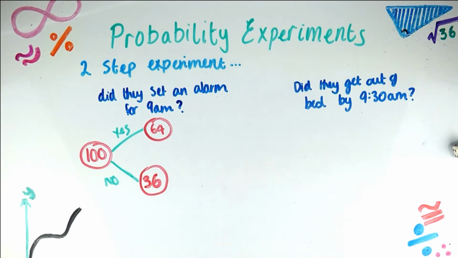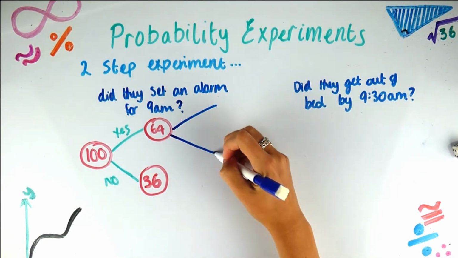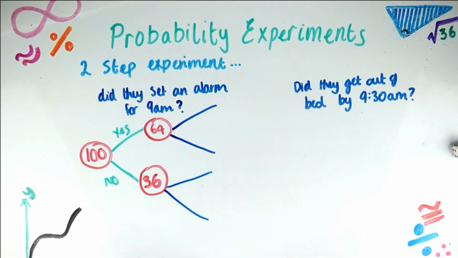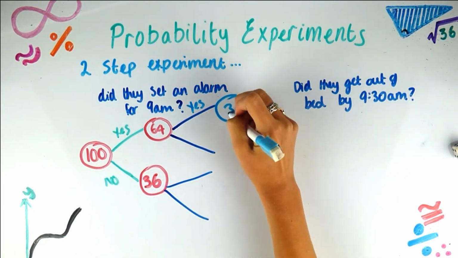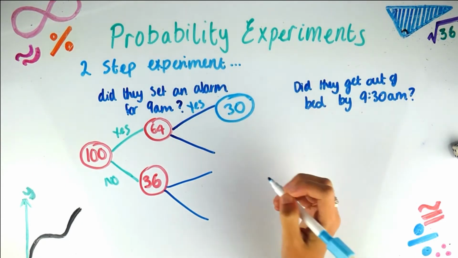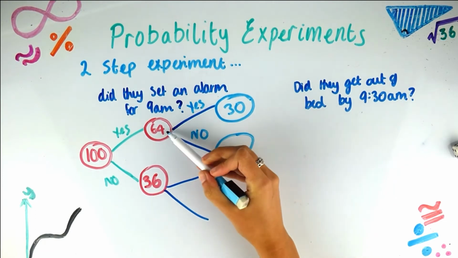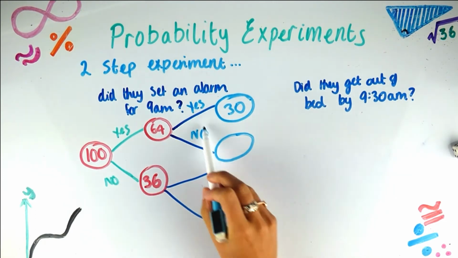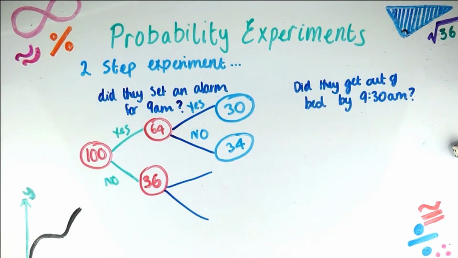That is step 1. Now we move on to, did they get out of bed by 9:30? So again, you can either have yes or no for each of these answers. So let's say they set an alarm for 9 AM and they got out of bed by 9:30. The number of people that said yes was 30. Therefore, we now know the number of people that said no. It's not out of 100 anymore, it's out of 64, because these are the ones that set an alarm. So we're going to have 34 that didn't.